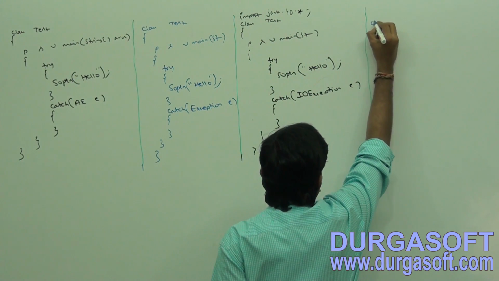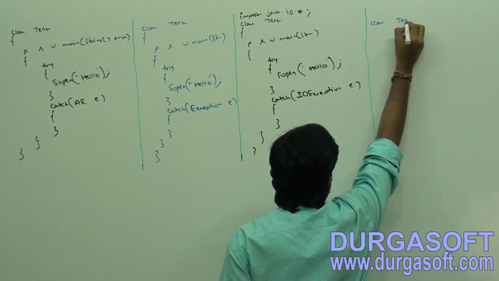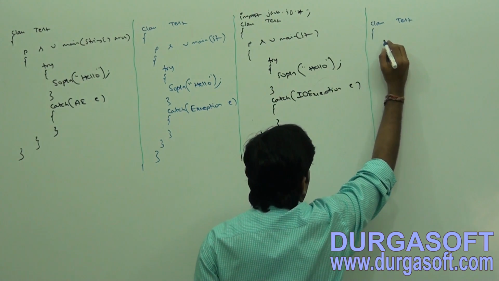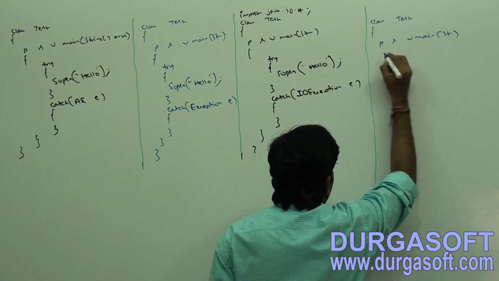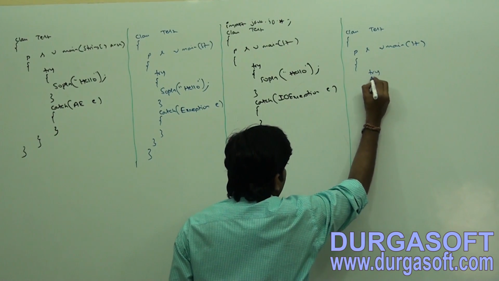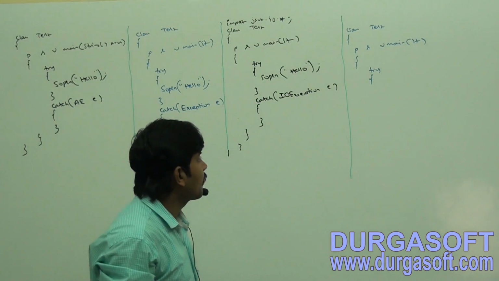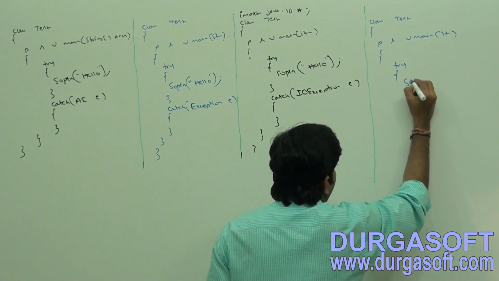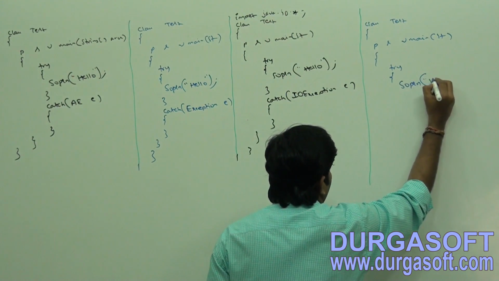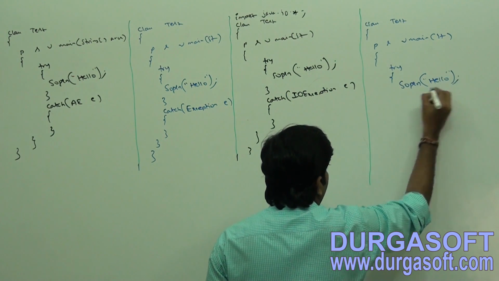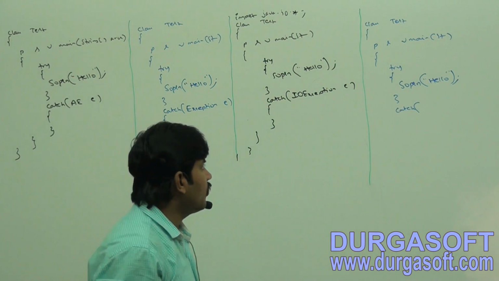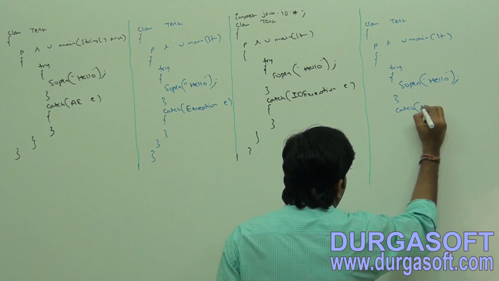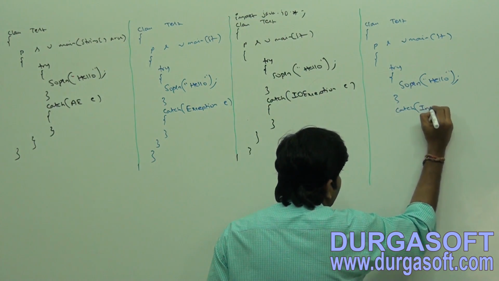Next one, here just have a look. Sir, class Test, public static void main(String[] args). Try, System.out.println of hello, catch. Here I am taking InterruptedException.